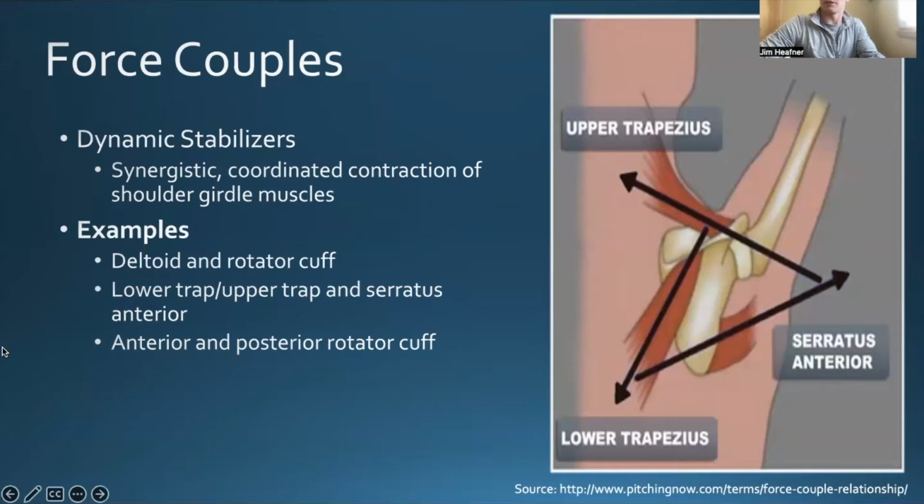We've mentioned some of these force couples already, but that's the synergistic coordination of the various muscles throughout the body, but it's the shoulder girdle for this lecture. Examples are the deltoid and rotator cuff. Those need to work together, and as we get into scapulohumeral rhythm in just a minute, you're going to see more about that one. The lower trap, upper trap, and serratus, as we had just mentioned. And then also the balancing effect of the anterior versus posterior rotator cuff. Anterior being the subscapularis, posterior being the supraspinatus, infraspinatus, and teres minor.